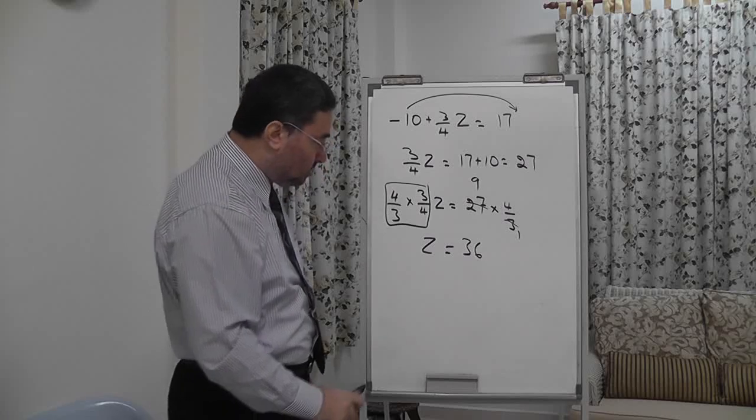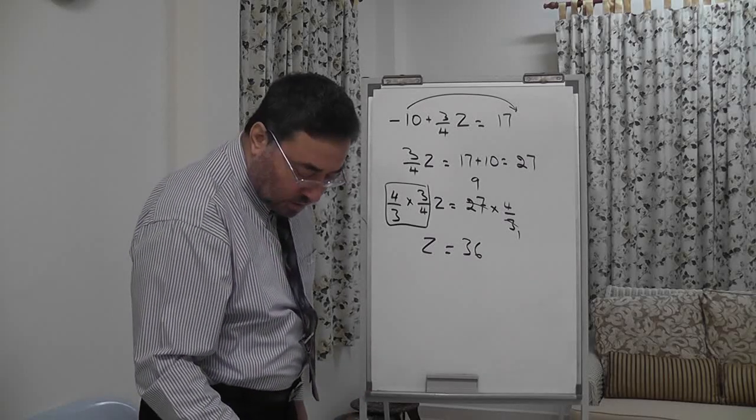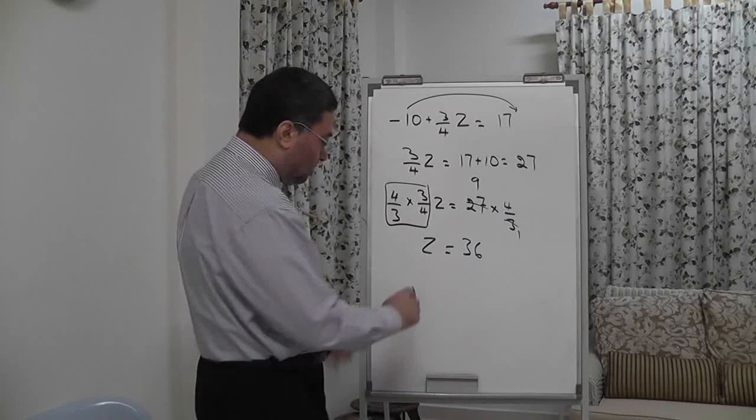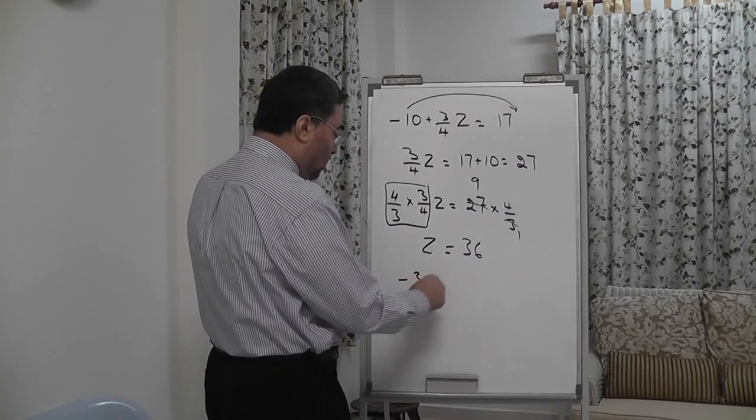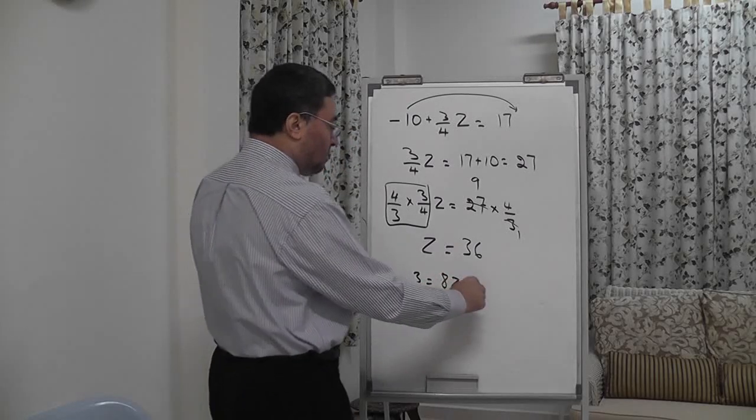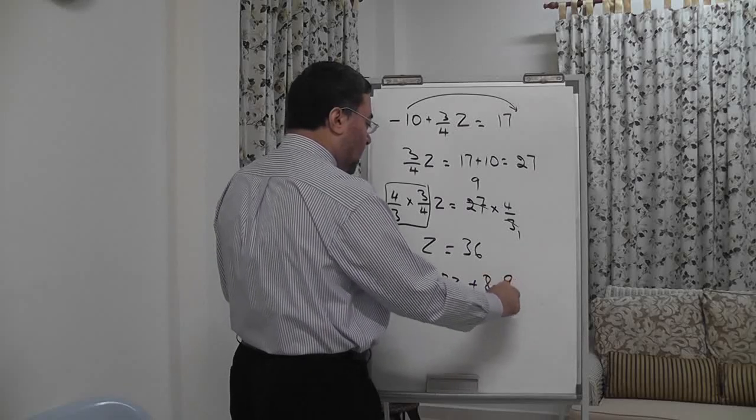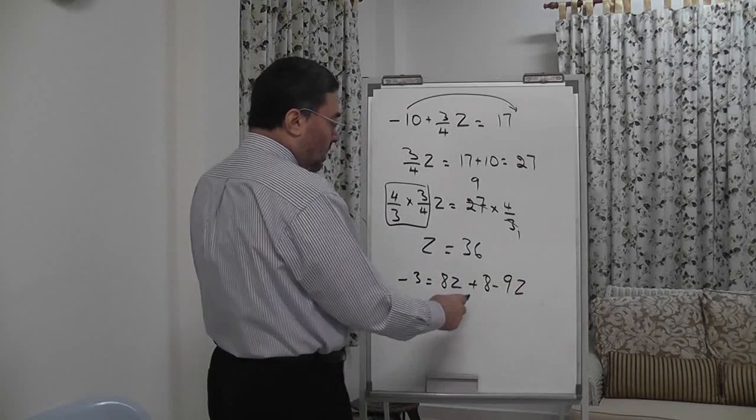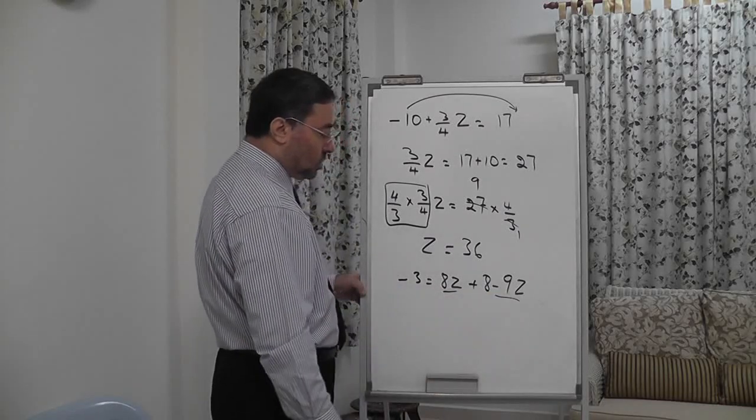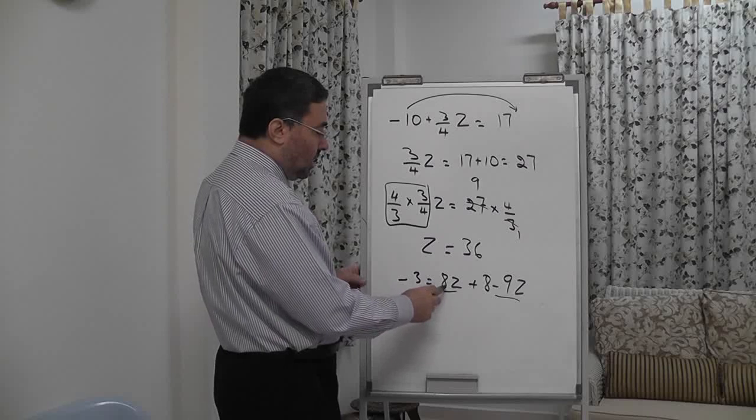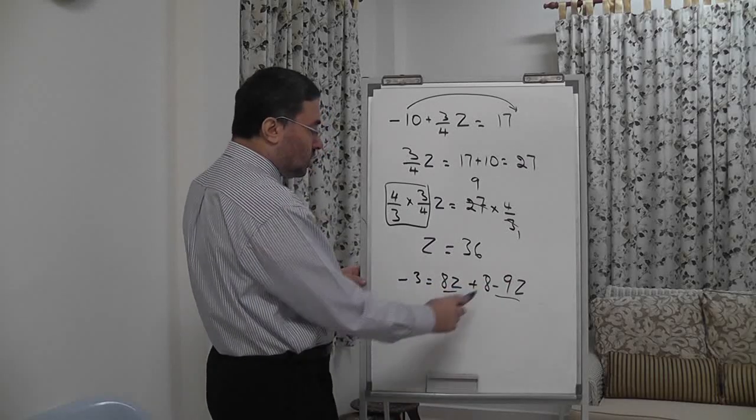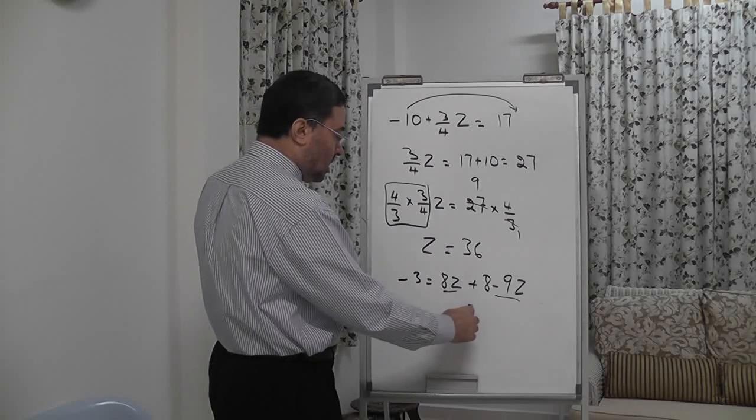Number 27. Minus 3 equals 8z plus 8 minus 9z. Minus 3 is equal to 8z plus 8 minus 9z. We isolate our variable. These two terms are like terms, so we can simplify. 8z minus 9z gives us minus 1z. So we are going to have on this side minus z.